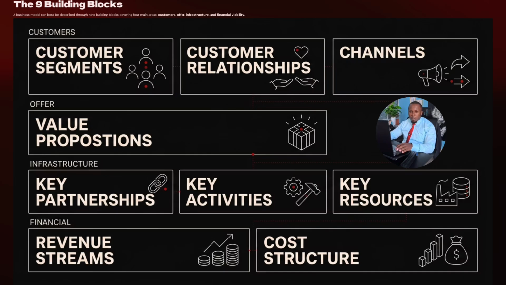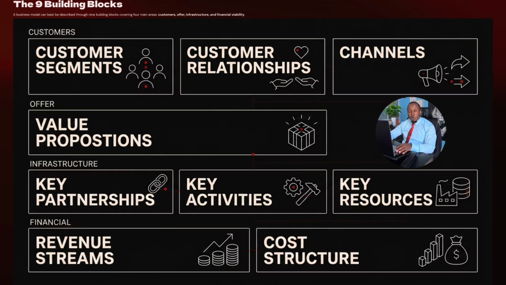Now, the nine building blocks can be categorized into four main parts. The first part is customers. When it comes to customers, we look at them in these different ways. The first is customer segments. Next, customer channels. These are the channels through which you reach these particular customers. And finally, customer relations. These are the relationships which you build over time between you and your customers, or how you generally relate to your customers.